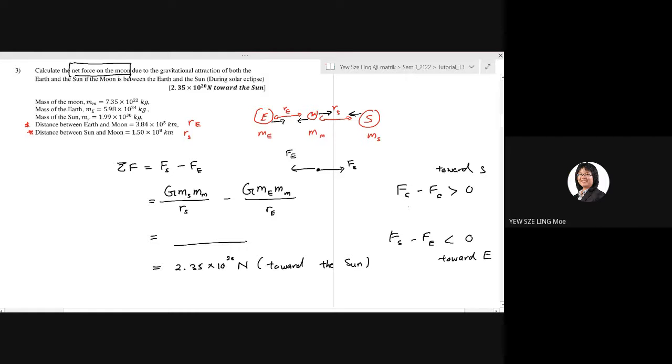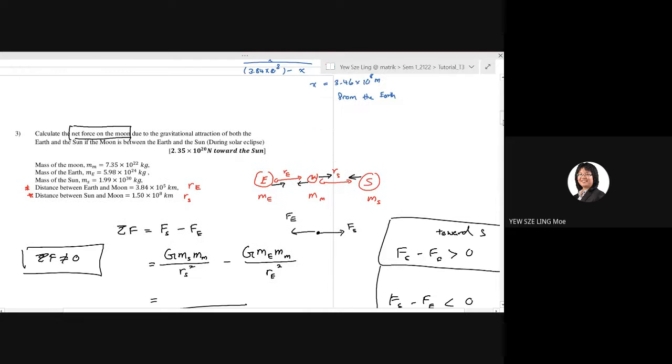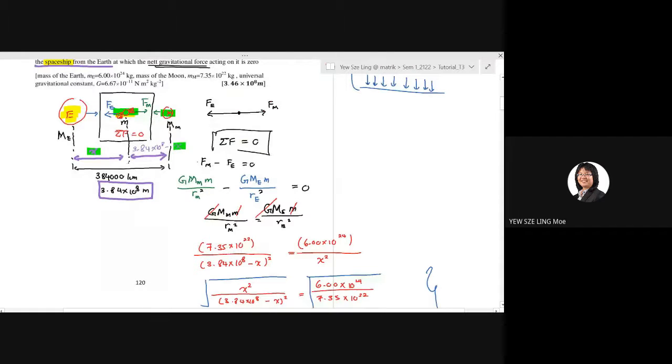Madam, for example, if I write the first formula, G Ms MM, and then for the second, can I cancel? No, you can't cancel this. If I move it to the other side and cancel the G? No, you can't cancel G, because now your summation F is a non-zero value. Earlier you could cancel because your summation F was a zero value, so you could rearrange it to Fs equals Fe, that is because summation F is equal to 0.